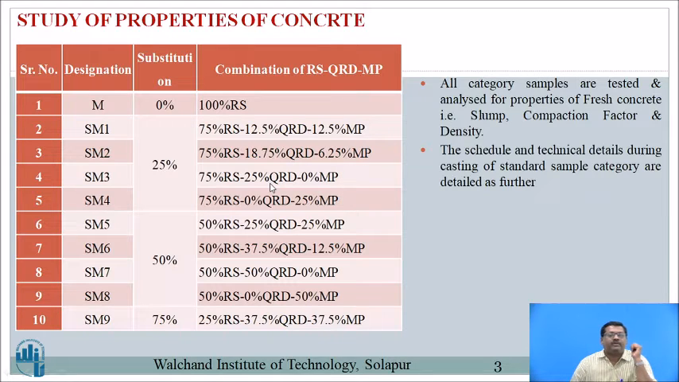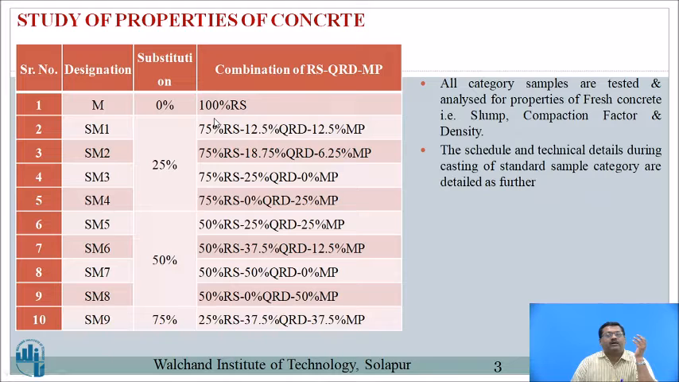Now 100% QRD quarry rock dust is used as a substitution, marble powder is 0. So in the last trial, quarry rock dust is completely made 0 and full 25% marble powder is substituted. In this way, the several trials are made. There are 10 concrete mixes. M is the river sand mix, 100% river sand mix, which is RS.